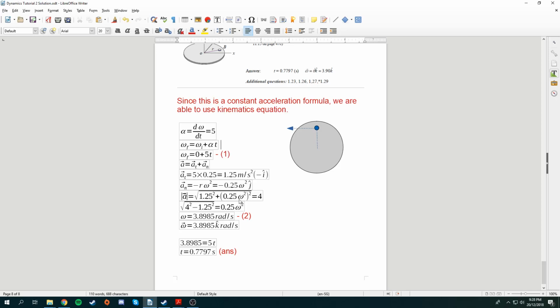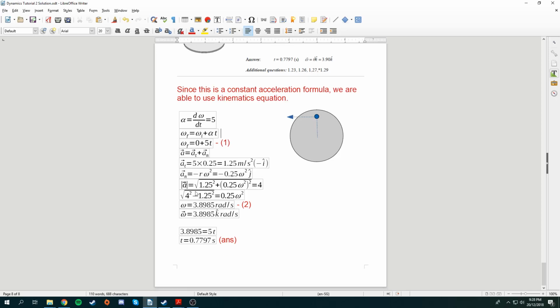Once we have it over here, we can take the absolute values of these two and I can solve for omega because I know that it will not exceed 4 meters per second square. And over here, I can solve for omega, and omega is 3.8985 radians per second. And with omega, I can solve for t because now I have one of the unknowns solved. I can sub into equation 1, I can solve for t, and t I'll have 0.7797 seconds.